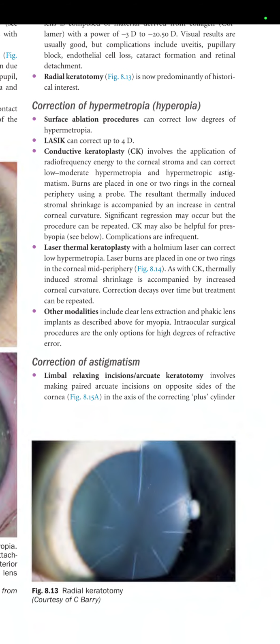Other modalities include clear lens extraction and phakic lens implant, as described above for myopia. Intraocular surgical procedures are the only options for high degrees of refractive error.